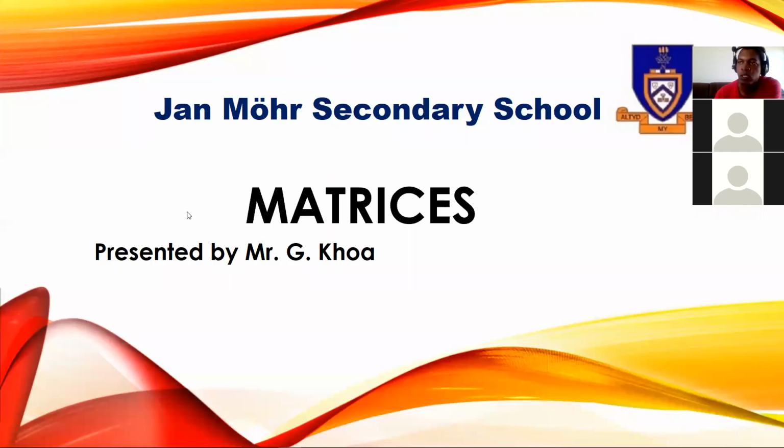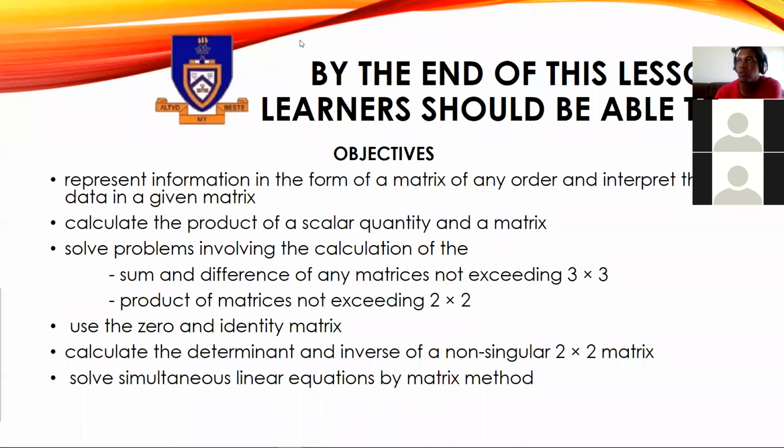All right. So as you have seen before, I'm just going to be indicating to you what we have done so far. Represent information in matrix form. So we know now matrix form, how it looks. Calculate the product of a scalar quantity and the matrix. We have done that. Scalar multiplication, it's from the activities before as well, if you have to practice. Solve problems involving the calculation of the matrix. That's where we are left. We did the sum and the difference. This is addition and subtraction of matrices, not exceeding a 3 by 3 matrix.